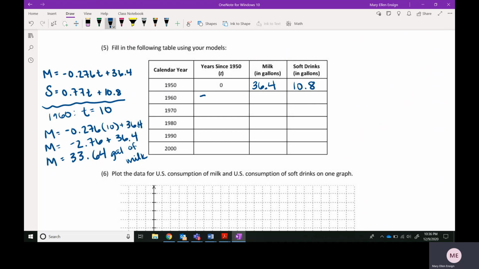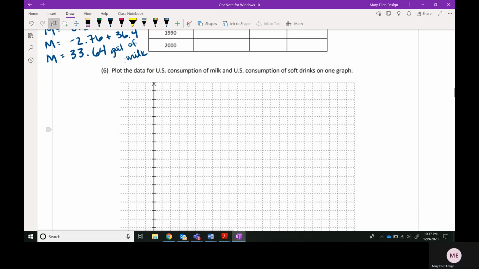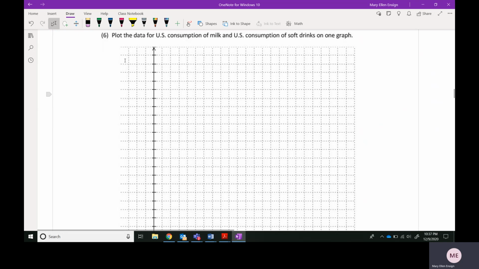So I'm going to put this here, 30, oops, not there. This is going to be 10, and this one is going to be 33.64. You'll do the same thing with soft drinks all the way down through, okay? Again, think about what T is going to be in each of these cases. And I will post the filled in table and data, because I want you to have some time to finish that.